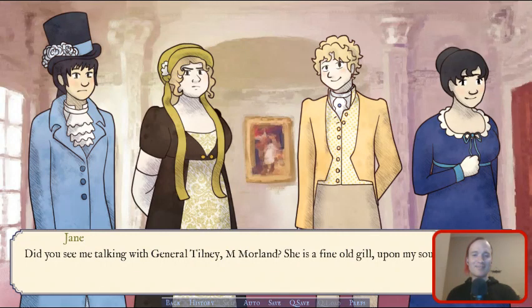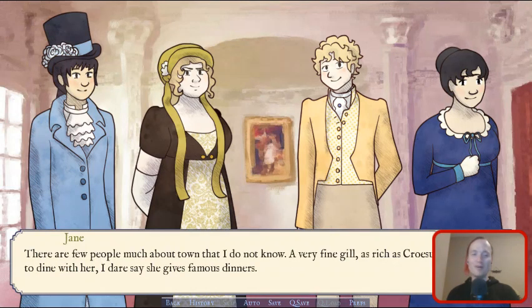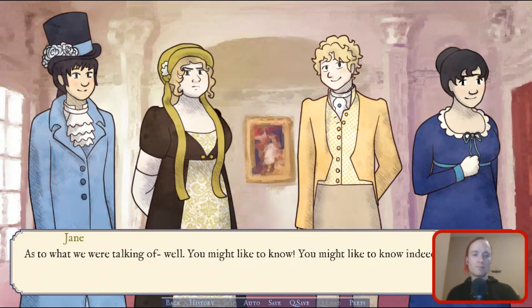Did you see me talking with General Tilney, Miss Morland? She's a fine old girl upon my soul. How came you to know her? There are few people much about town that I do not know. A very fine girl, as rich as Croesus. Yep. I should like to dine with her, I dare say. She gives famous dinners. As to what we were talking of, well, you might like to know. You might like to know indeed.